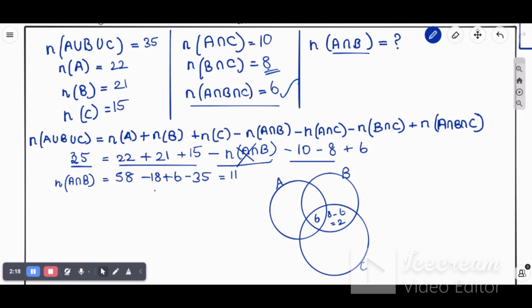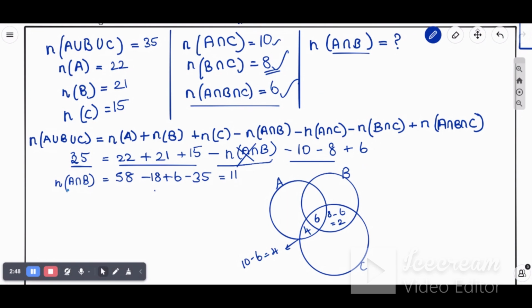Okay. So now this part is done, and then you have to figure out A intersection C, which is 10. So A and C, this full part, right? Again, you can't put your 10 directly. So you have to put 10 minus 6, which is equal to 4. Okay, it is not clear, so I am writing it outside. So this part is 10 minus 6, which is equal to 4. So let me put my 4 here. And then this is done.